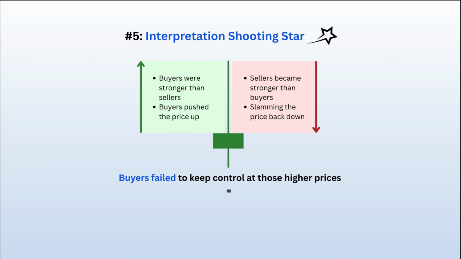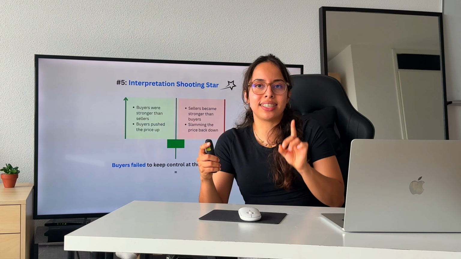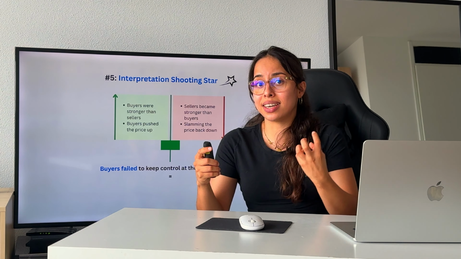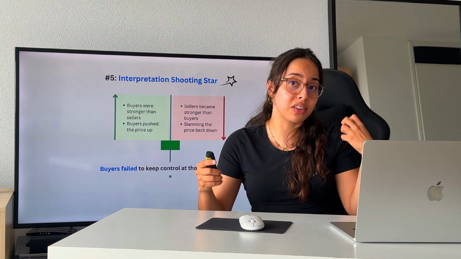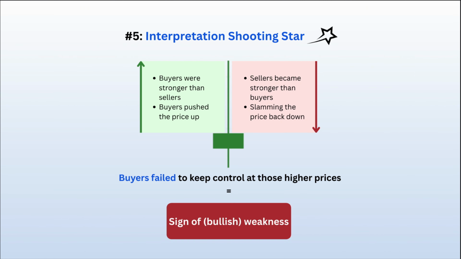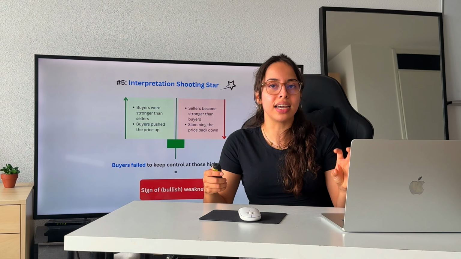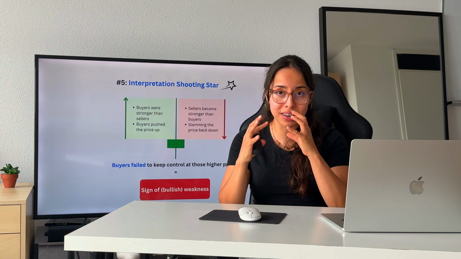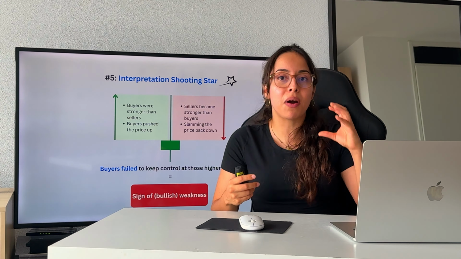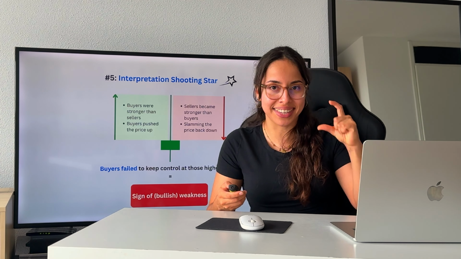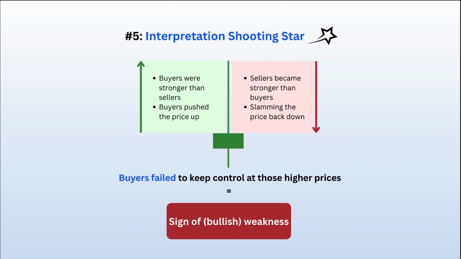And because the buyers failed, what do you think this is a sign of? Is this a sign of strength or is it a sign of weakness if the buyers failed? Because the buyers failed, this is a sign of weakness. So even though the candle is green, it's a sign of weakness. So instead of prioritizing the color of the candlestick, prioritize reading the wick itself. And what this candlestick means when it comes to what is likely to happen with the price is that the chances are there that the price is going to continue going down.